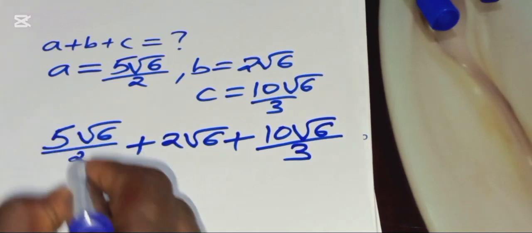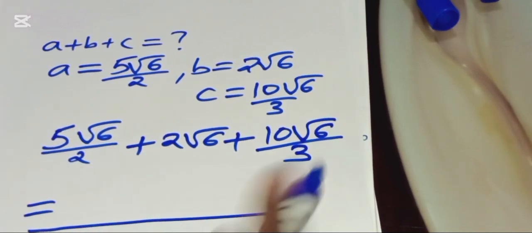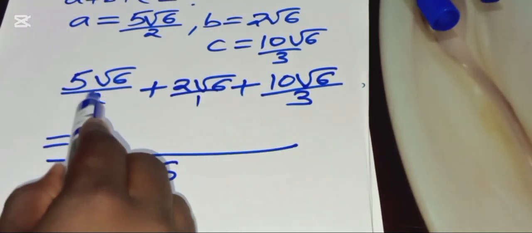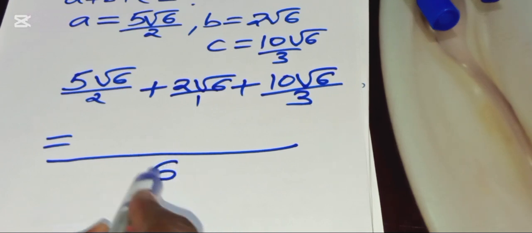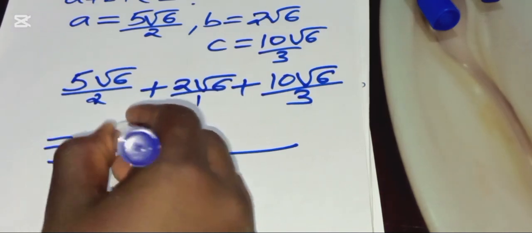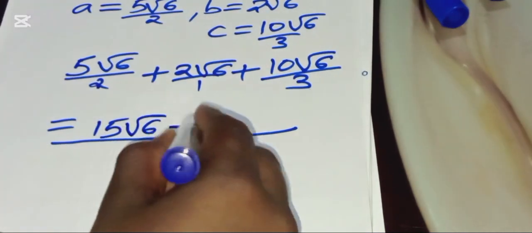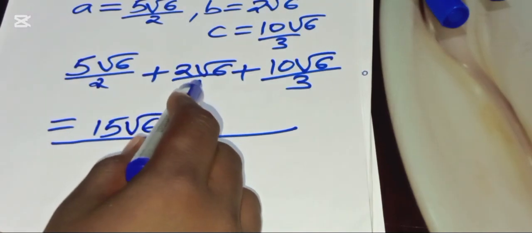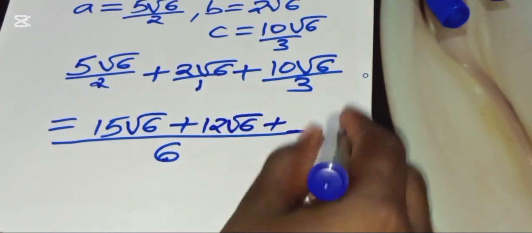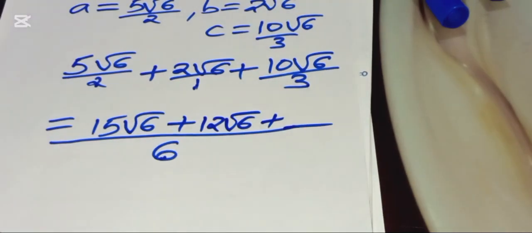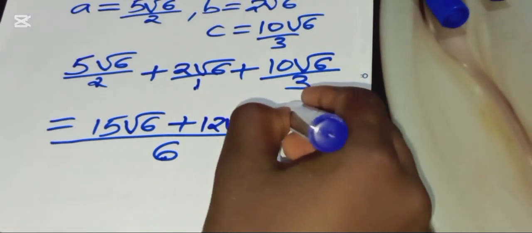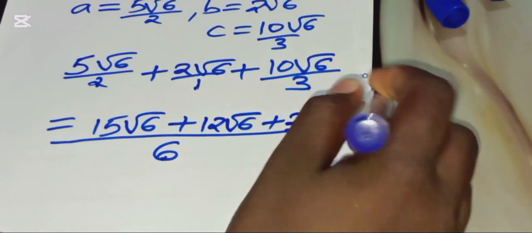Now, from what we have here, we determine the LCM. In our case, the LCM of 2 and 3 is equal to 6. So 6 divided by 2 is equal to 3. 3 times 5 gives us 15 square root of 6, plus, now 6 divided by 1 is equal to 6, times 2 square root of 6, and this gives us 12 square root of 6, plus, now 6 divided by 3 is equal to 2, then 2 times 10 square root of 6 will give us 20 square root of 6.